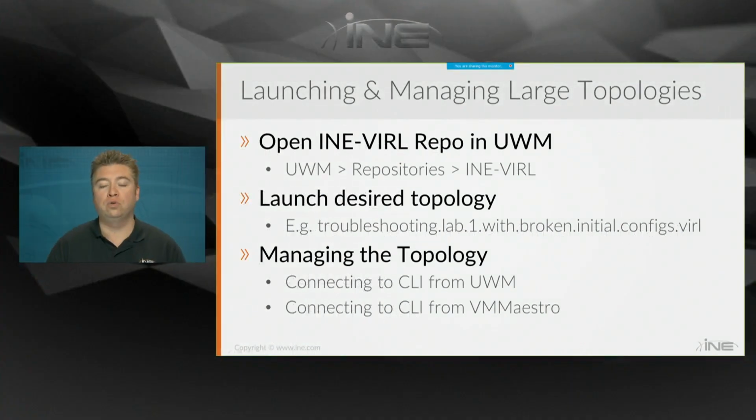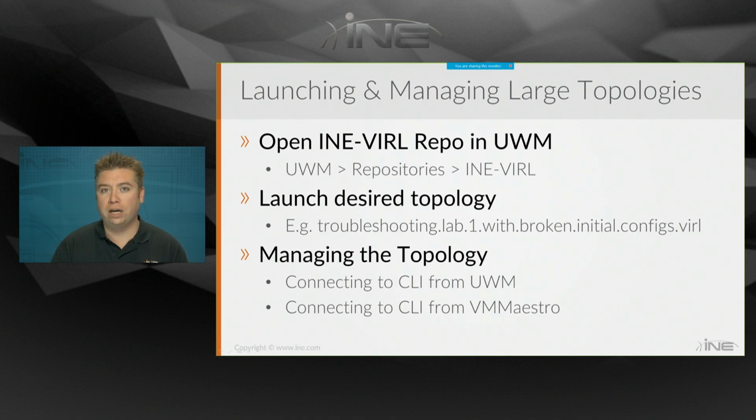So how do we connect to it through the CLI to actually log into the routers? Now you could do this one of two ways. You can either connect through the user workspace manager, so from the web interface that we had launched the topology, or you can use the VM Maestro desktop client that you're probably familiar with already running a standalone VIRL instance. So you don't have to have launched the topology from VM Maestro in order to manage it from that.